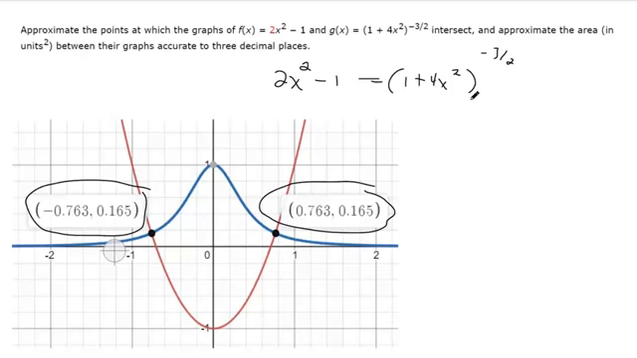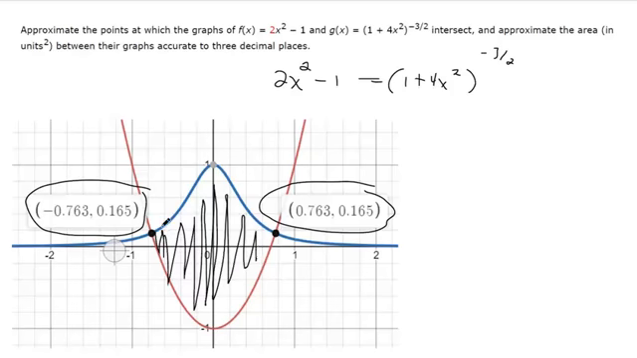And then we're supposed to approximate the area between their graphs, accurate to 3 decimal places. So we want this area. So the blue function was g of x, and then the red function is f of x.